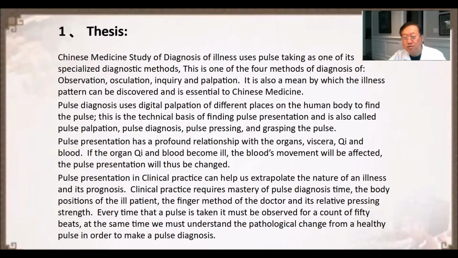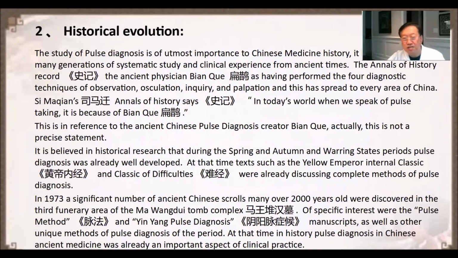Clinical practice requires mastery of pulse diagnosis time, the body positions of the ill patient, the finger method of the doctor, and its relative pressing strength. Every time that a pulse is taken, it must be observed for a count of 50 beats. At the same time, we must understand the pathological change from a healthy pulse in order to make a pulse diagnosis. 2. Historical evolution. The study of pulse diagnosis is of the utmost importance to Chinese medicine history.